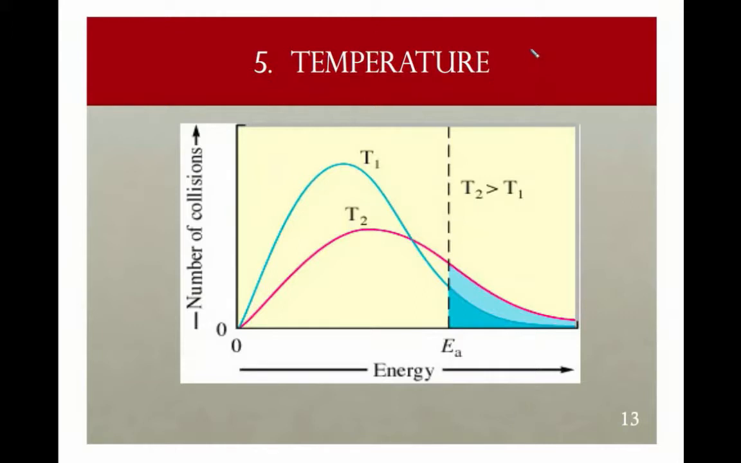Now let's take a look at temperature. Most of you know as you increase temperature, you're going to increase the rate of a reaction, right? You put your oven temperature up higher, you're going to cook your pizza a little bit faster. Now, I'm not sure if you remember from pre-AP, but temperature is the measure of average kinetic energy.